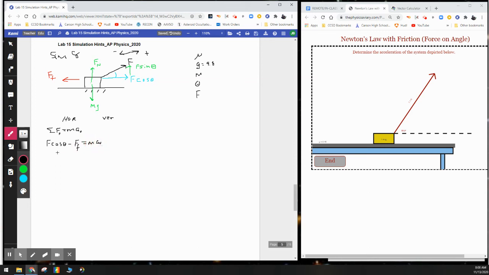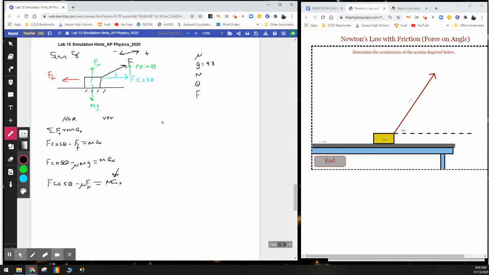equals m a_x. Let's plug in some information here. This is going to be F cosine of theta minus mu mg equals m a_x. Now let me rewrite this a little bit: F cosine of theta minus mu Fn equals m a_x. This is what we want to find, this right here.